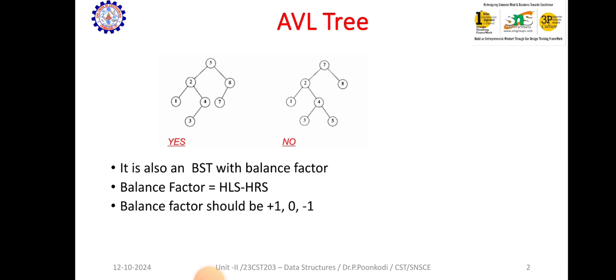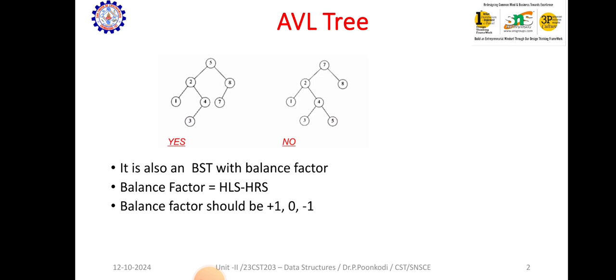An AVL tree is basically a kind of binary search tree with a balance factor. Usually the balance factor is calculated using the formula: balance factor is equal to height of the left subtree minus height of the right subtree. The balance factor must be either +1, 0 or -1. In these cases only, the given tree will be considered an AVL tree. Other trees are not considered AVL trees.